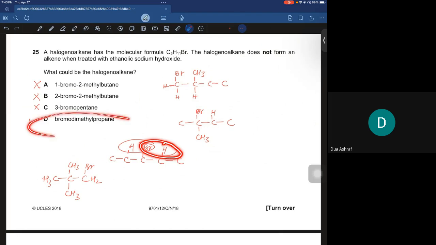But in option D, HBr cannot be removed. I have Br, but where is H? There is no H on the adjacent carbon atom, so HBr cannot be removed. So I can say alkene cannot be formed. That's why option D is correct. Okay, simple.